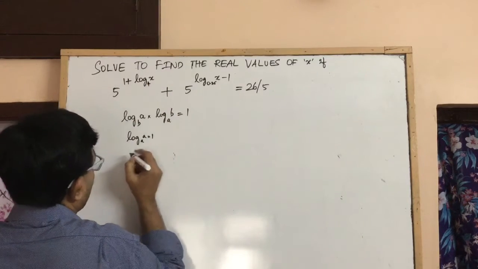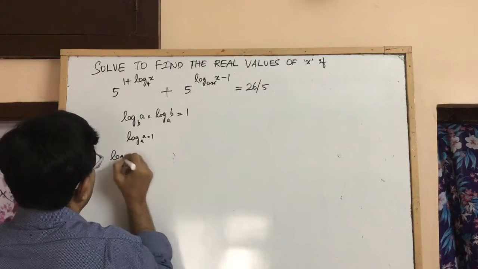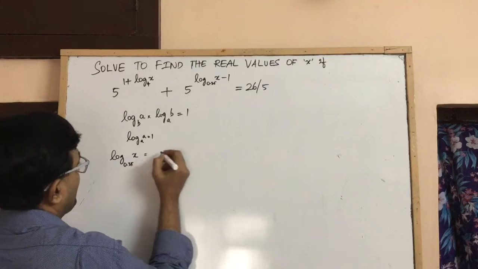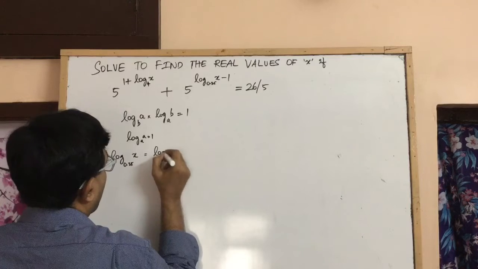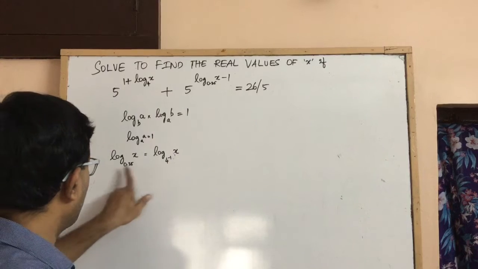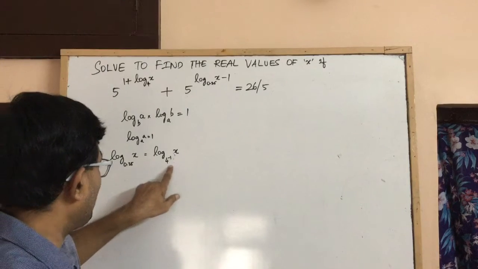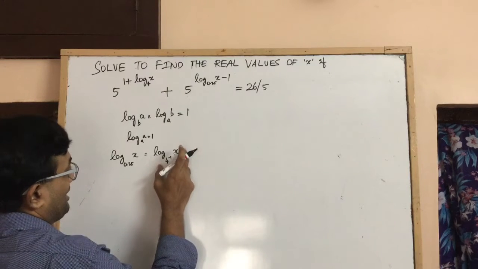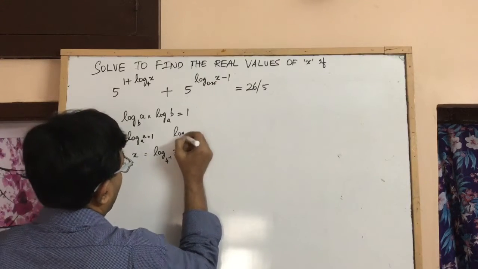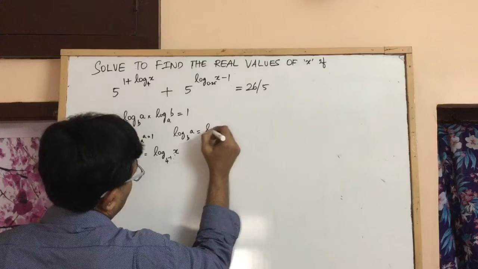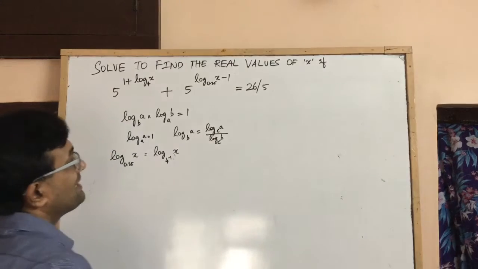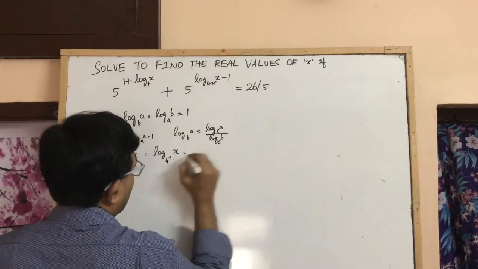So if we want to look at log x to the base 0.25, we could write this as log x to the base 4 power minus 1, because this is nothing but 1 by 4. 0.25 is the inverse of 4, right? And there is one more property that we would like to use. Log a base b can be written as log a to the base c divided by log b to the base c. So we could write this using this formula.